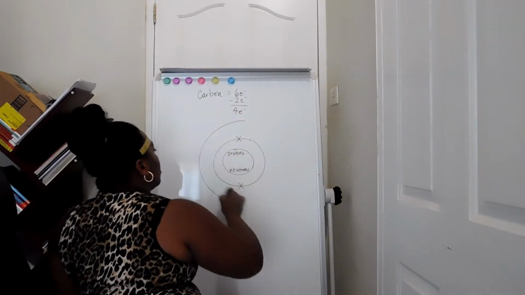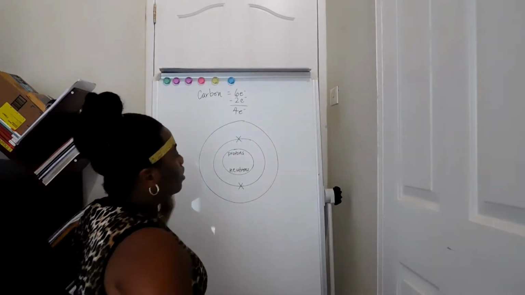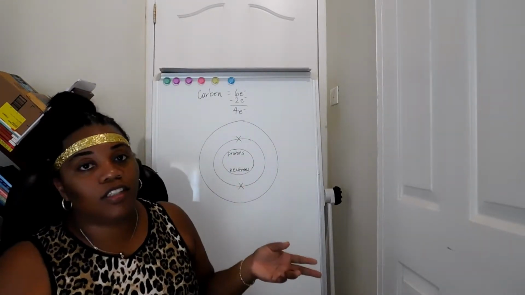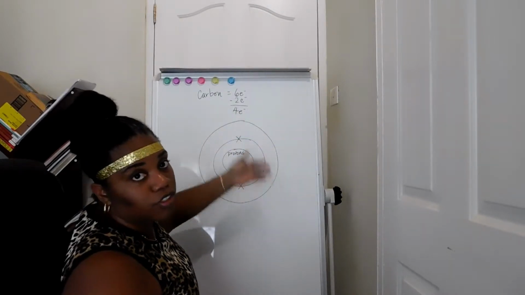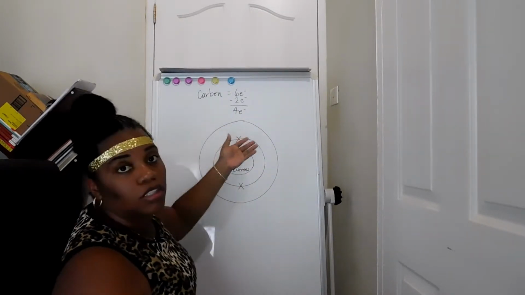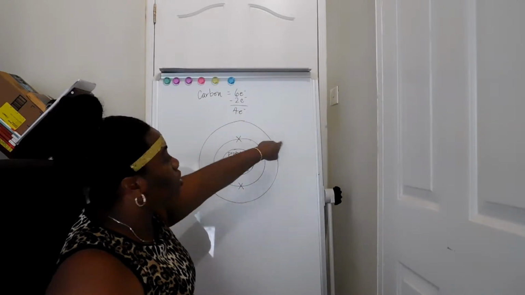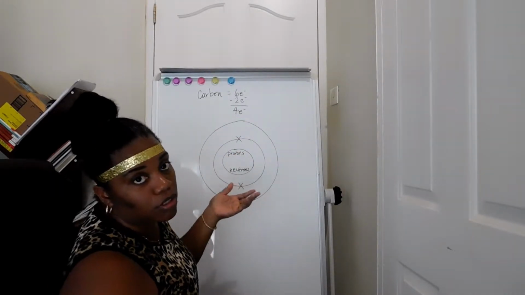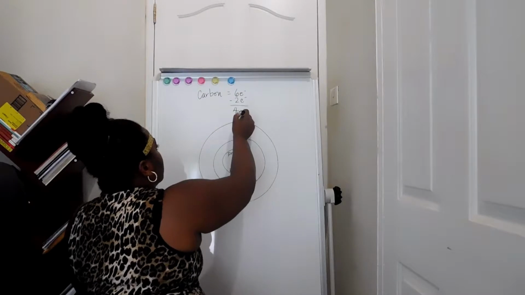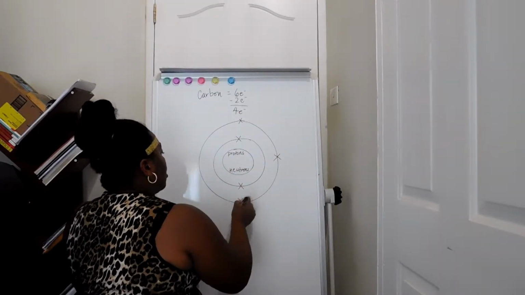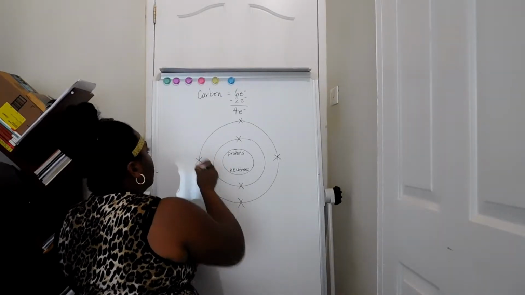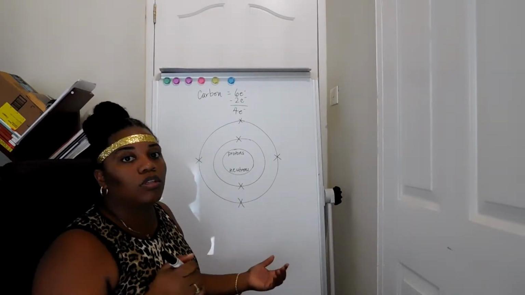So in the next shell, we know that it can hold a maximum of 8. So therefore, we have 4 more electrons left, and that's just enough to put in here because the second shell holds a maximum of 8 electrons. So we haven't surpassed the maximum limit. We place them at the 12 o'clock, 3 o'clock, 6 o'clock, and 9 o'clock positions. So don't forget how to carry them out.